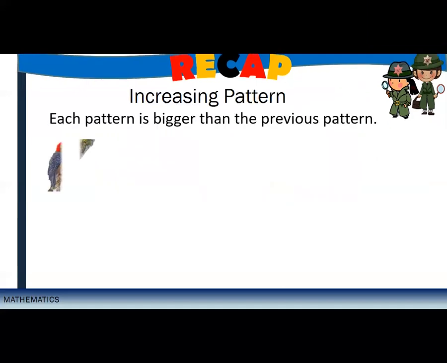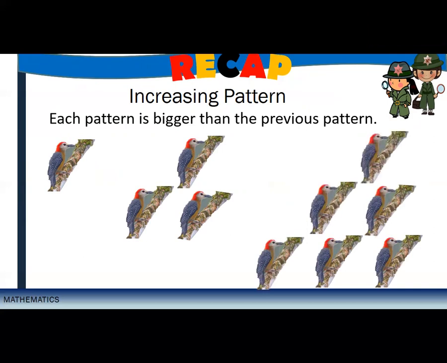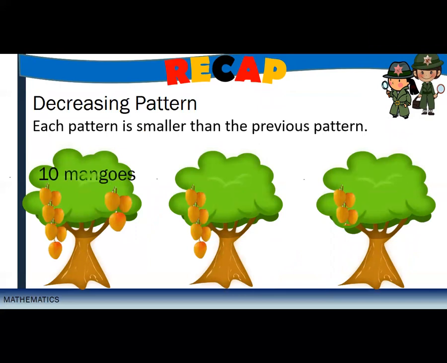The next type of pattern we looked at was increasing pattern. For increasing patterns, each pattern is bigger than the previous pattern, as shown here with these woodpeckers. Oh, they are so lovely. And then we looked at decreasing patterns. For decreasing patterns, each pattern is smaller than the previous pattern. So here we have it, 10 mangoes on the first tree, followed by 7 mangoes on the second tree, and 4 mangoes on the third tree.